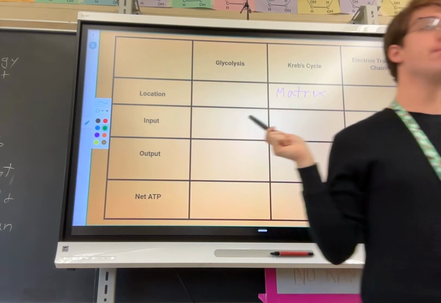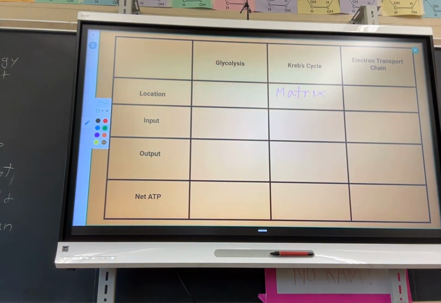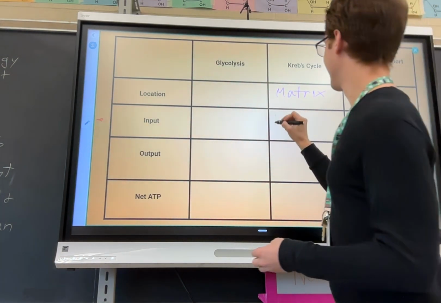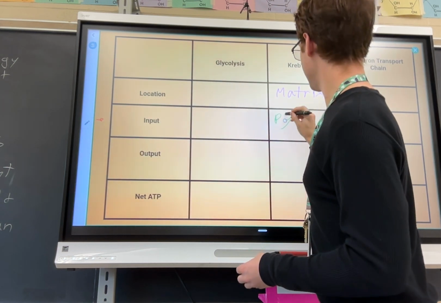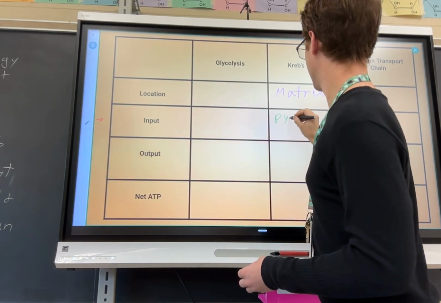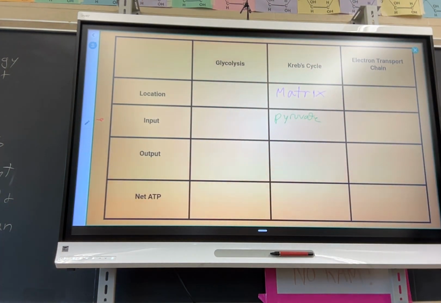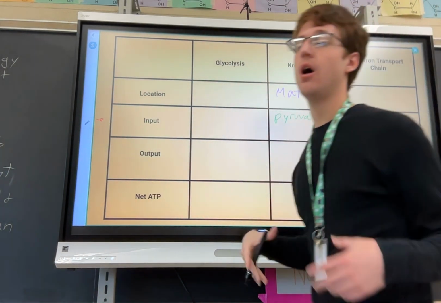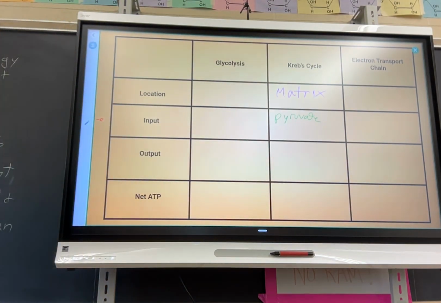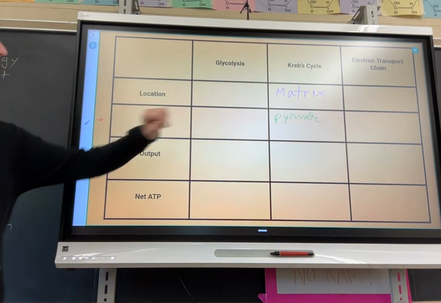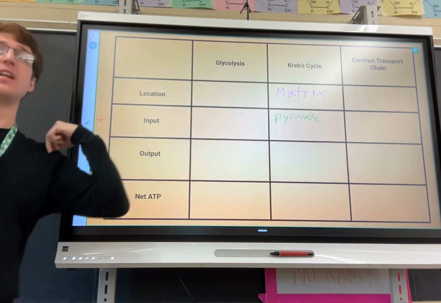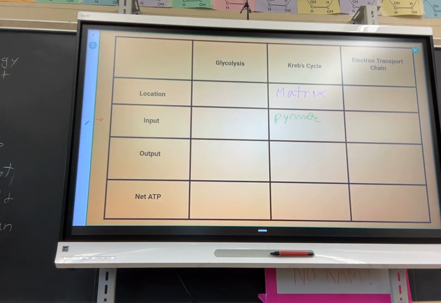What is the input for the Krebs cycle? Thank you, Lily. Acetyl. I just don't like that word. So we're not going to worry about acetyl CoA. But pyruvate is going to be the main thing that comes into this. I could mention the kind of uncharged molecules as well, but I'm not going to worry about it with this one. However, pyruvate is going to be the main thing that comes into the reaction.